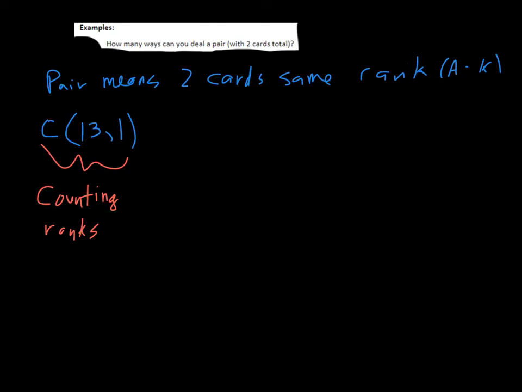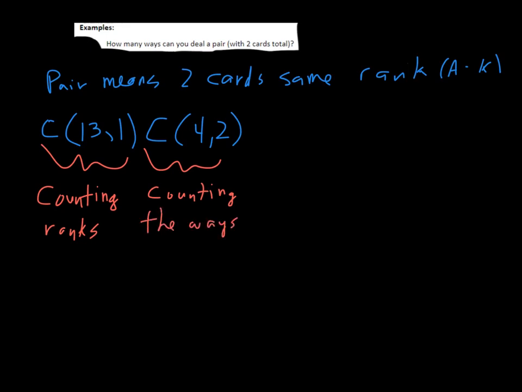But then that's not all that I'm concerned about. So when a given rank is chosen, for example, suppose I choose 5. Well, there are 4 different 5s in the deck. There's the 5 of hearts, the 5 of clubs, the 5 of diamonds, and the 5 of spades. So once a rank is chosen, out of the 4 different suits, I'm going to choose 2 of the suits. I'm going to choose 2 of those suits to make my pair. So this is counting the ways to pick 2 cards, same rank.